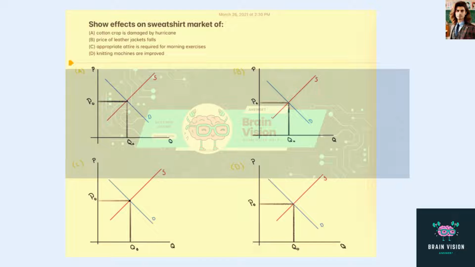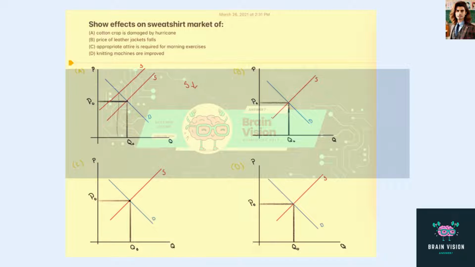Start with effect A, we're told that the cotton crop is damaged by a hurricane. We know that sweatshirts are typically made out of cotton, so because this cotton crop has been damaged, what we're going to end up seeing is a decrease in supply. So as supply drops, we're going to see the supply curve shift upward and to the left, which means that our new equilibrium point has changed. So our equilibrium is now going to sit right in here.